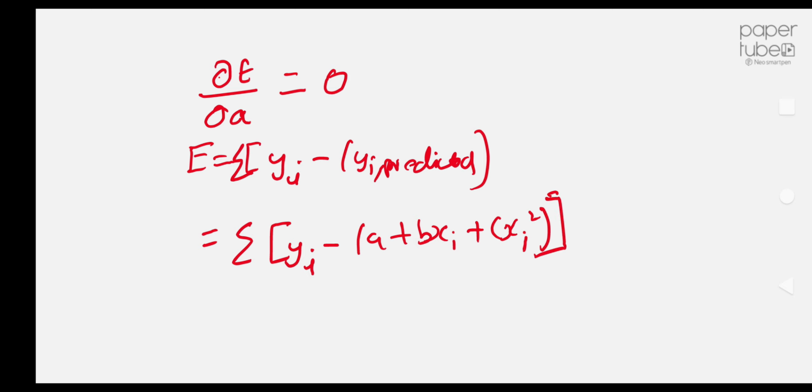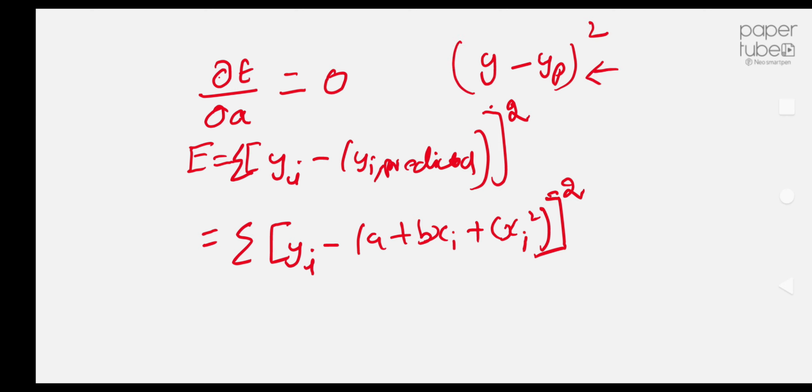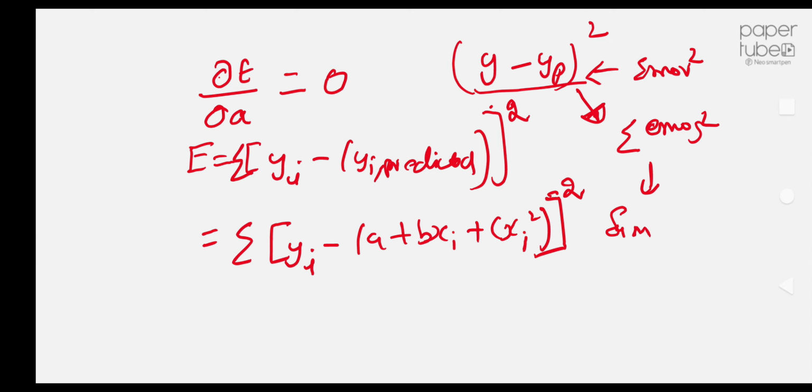Error is actually your y experimental minus y predicted, raised to the power of two. This is the error squared, but since we are going to sum over different experiments, it is equal to the sum of the error squared. If you want, you can define this error function as the sum of the errors squared. So this is how we define error.